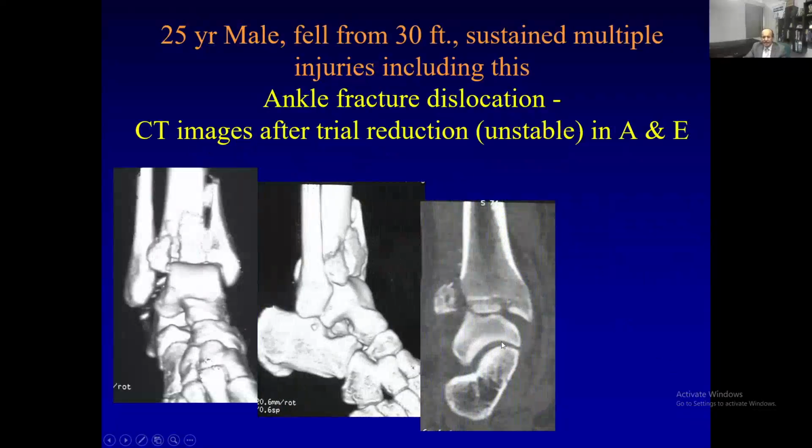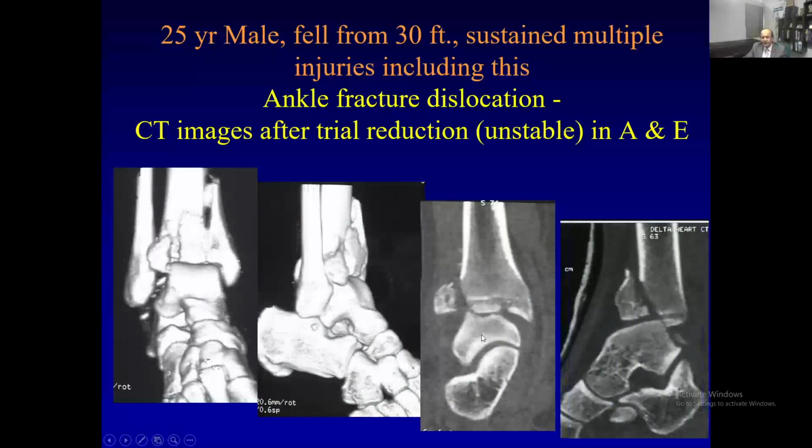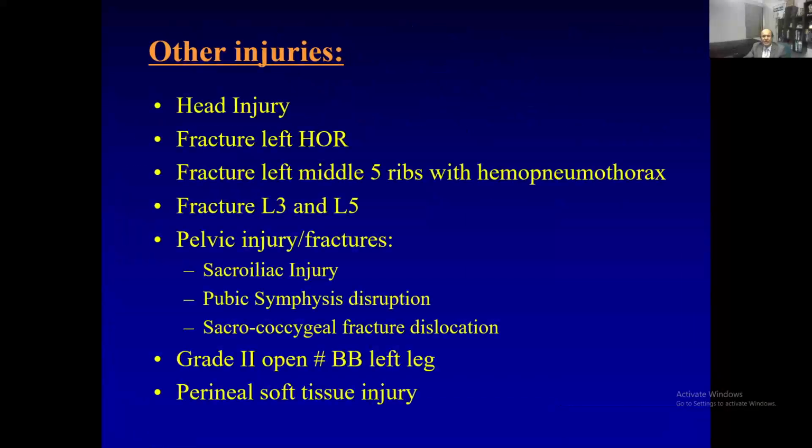This was the ankle. This is the CT scan. This was the CT scan after closed reduction of the dislocation was tried, so this was an unstable one. So they had put a transcalcaneal wire after reducing to stabilize it. Now this is the patient who fell from 30 feet high. Though he was a young man, he had a variety of injuries, including head injury, and he was unconscious for a time.